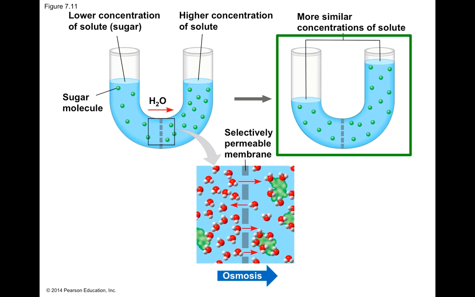Or you can say that they are moving down their concentration gradient, and this will cause the water level to rise on the right side of the U tube.